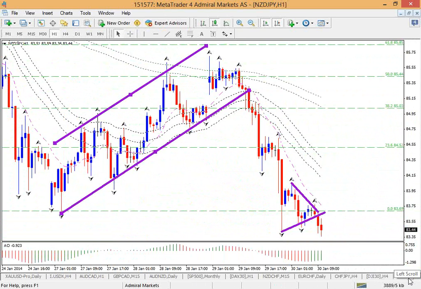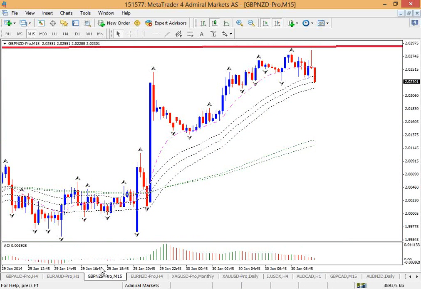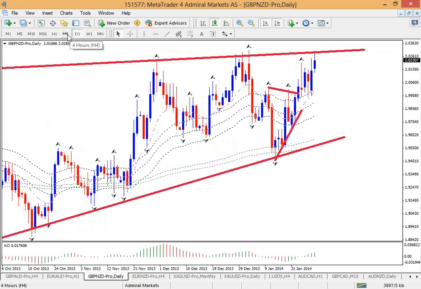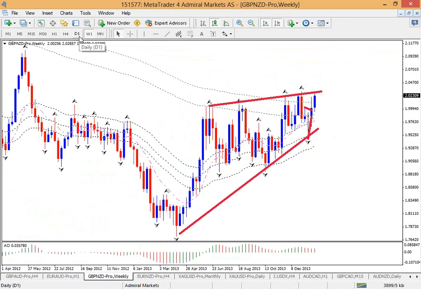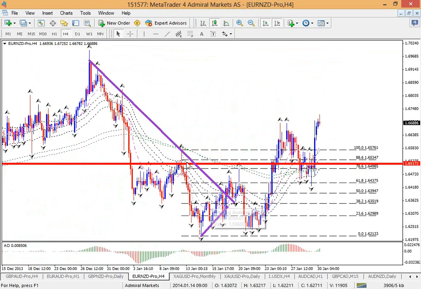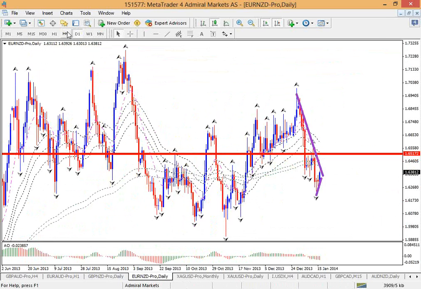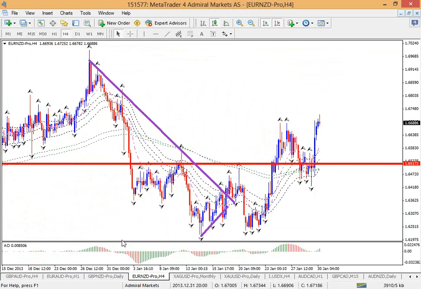We might also want to take a look at Euro New Zealand and Pound New Zealand. New Zealand is weakening against the Euro and Pound. Against the Euro, at least. The Pound, let me take a look. It recently moved up, but it's still in a massive consolidation, and we're actually at a resistance spot. So the Pound could maybe struggle here to move up against New Zealand. The Euro New Zealand is also quite choppy, but is moving up.